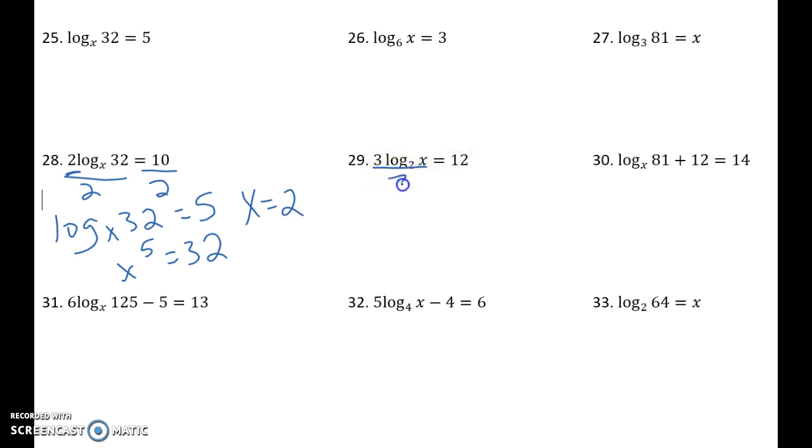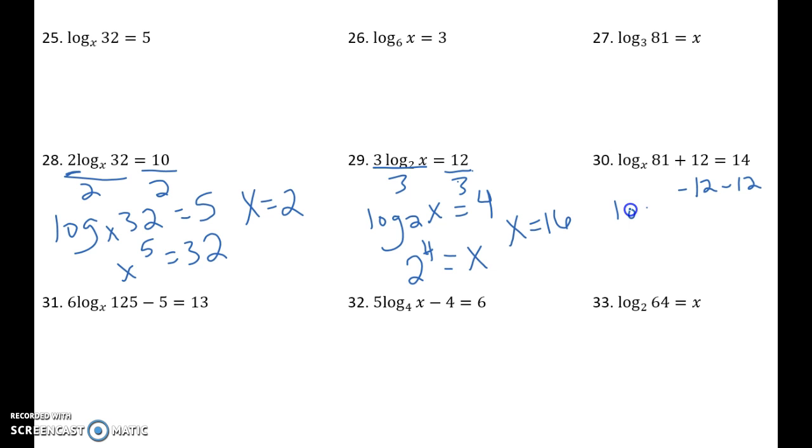29, we'll divide by 3, both sides, yes. Anything I do to one side, got to do the other. It's algebra. 12 divided by 3 is 4. I now rewrite, right? 2 to the 4th equals x. And if 2 to the 5th is 32, 2 to the 4th is going to be half of that, which is 16.